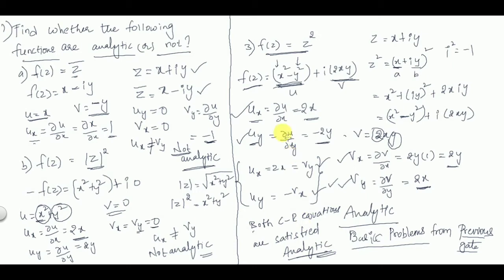Okay, in some cases only one of the conditions will be satisfied, that is one of the Cauchy Riemann equations will be satisfied, but the other will not be satisfied, then also it is not analytic. Both conditions must be satisfied.